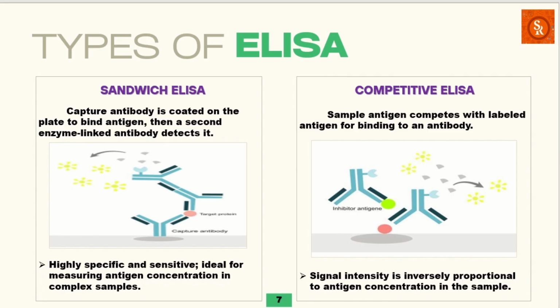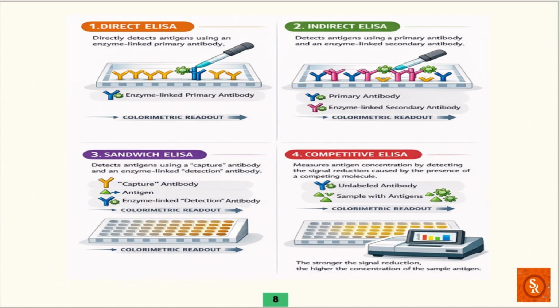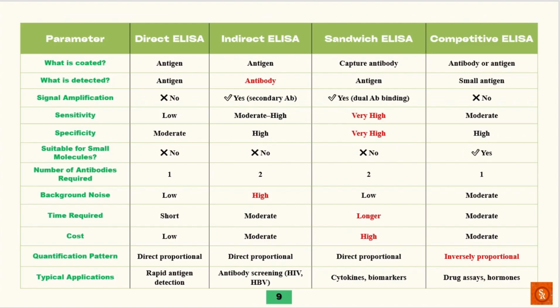Moving on to the final type, competitive ELISA. Sample antigen competes with the labeled antigen for binding to an antibody. In this technique, signal intensity is inversely proportional to the antigen concentration in the sample. This is a pictorial representation of direct ELISA, indirect ELISA, sandwich ELISA, and competitive ELISA. This is the overall content of the techniques we have used before.